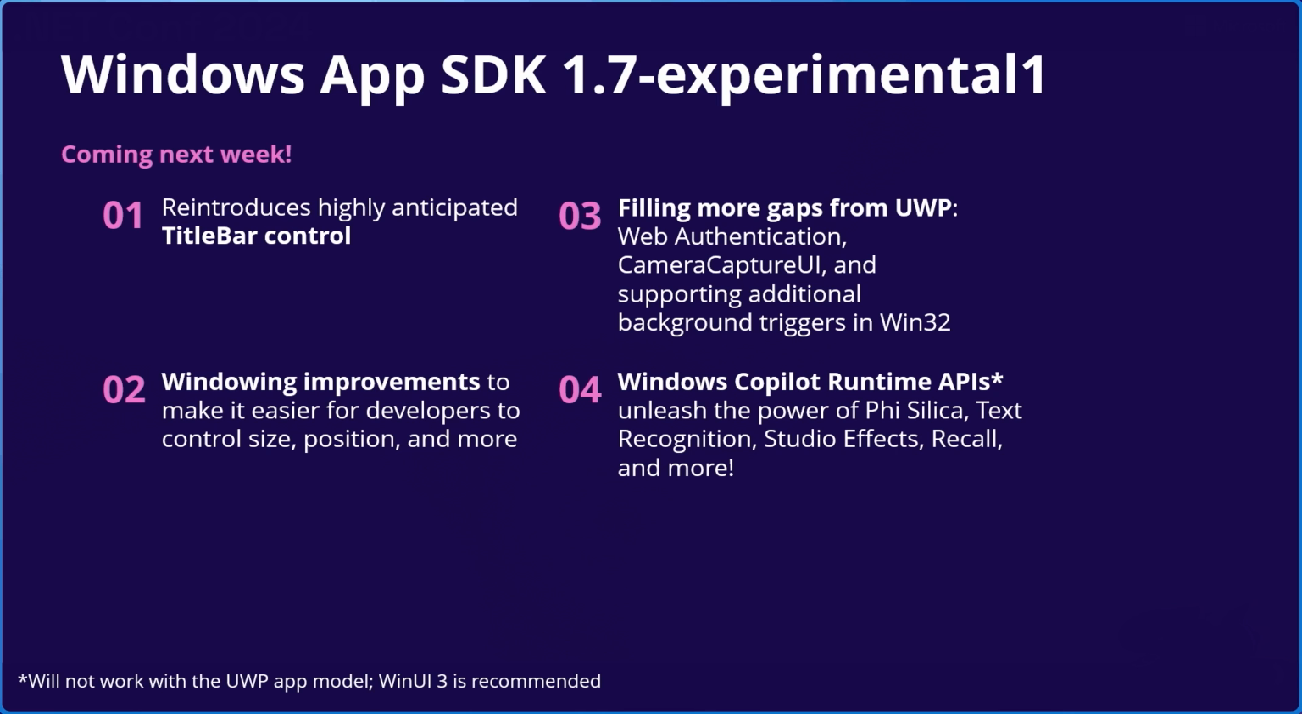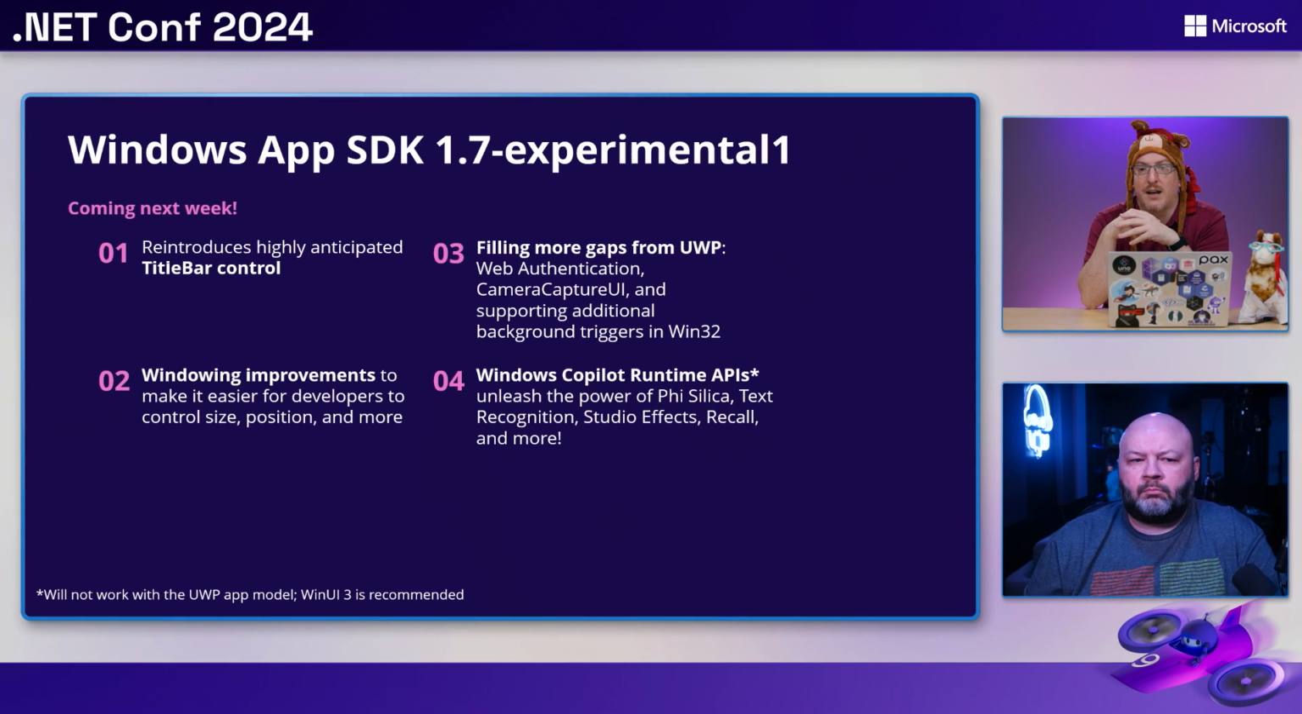And then if you're from UWP and moving to the Windows App SDK and WinUI 3, we have APIs for web authentication, camera capture, background triggers. These are things that have been highly requested over the last few years. So we have the initial versions of these coming in this experimental release. Be sure to try those out and provide us feedback. And then finally, like we talked about before, we have the new Windows Copilot runtime APIs that everyone's been waiting for to do local AI running on your machine.